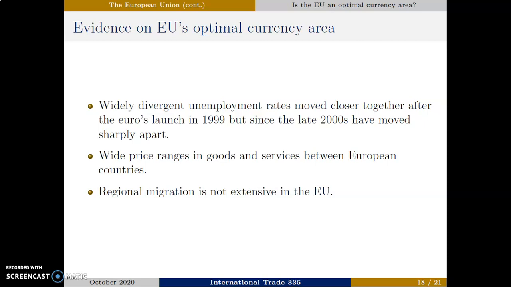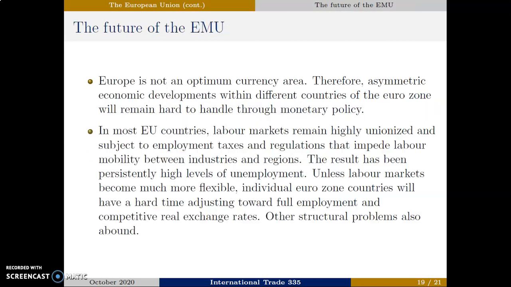Regional migration is not extensive in the EU. Europe has many languages and cultures which hinder migration and labor mobility. Unions and regulations also impede labor movements between industries and currencies. Europe is therefore not an optimum currency area. Therefore, the asymmetric economic developments within the different countries of the Eurozone will remain hard to handle through monetary policy. It also requires fiscal policy.